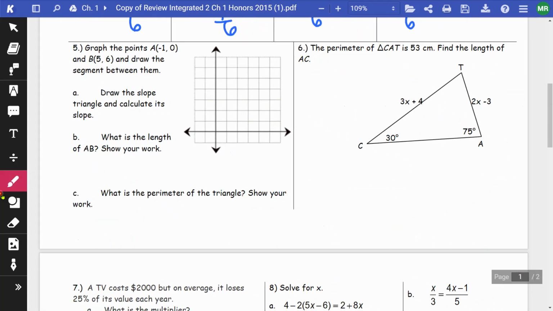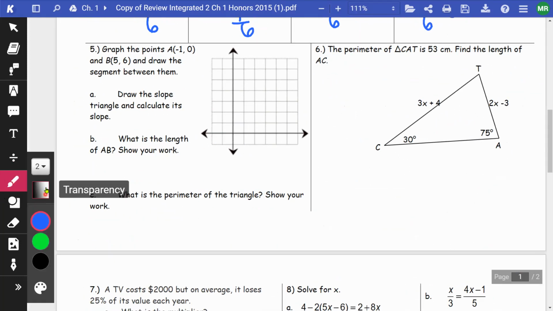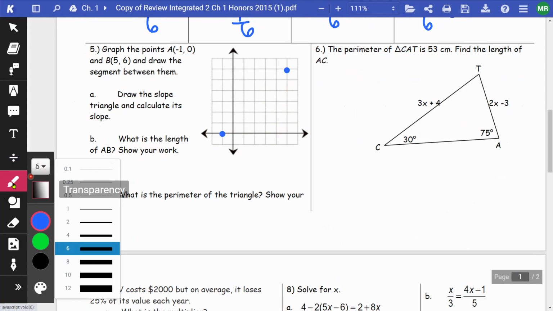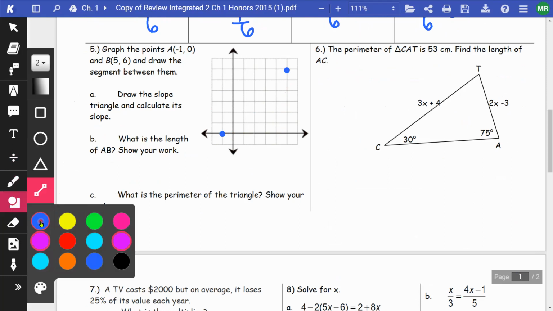Okay, on number 5, we're going to plot the point. -1, 0. So that's going to be right here. And 5, 6. 1, 2, 3, 4, 5. 1, 2, 3, 4, 5, 6. And then I am going to connect it.